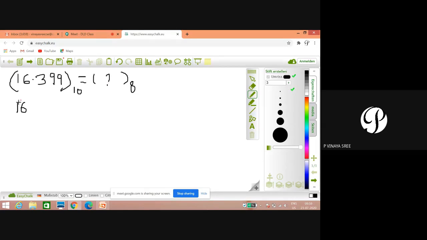So with which number do we need to divide? 8. Yes, 8. So what is the final number that you will get for 16? 20. 20 is the integer part. Now let me go to the fractional part. In the fractional part, we have to multiply with the target base, which is 8.